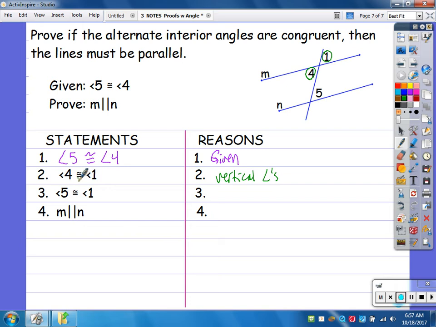All right, I know that they should be congruent based on this statement, and then I think back to my relationships, and I know that vertical angles are congruent. So my reason is vertical angles are congruent.